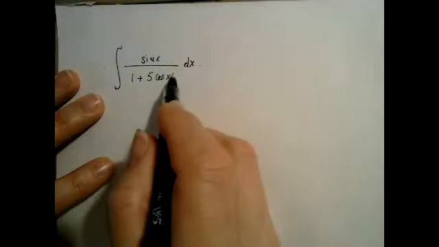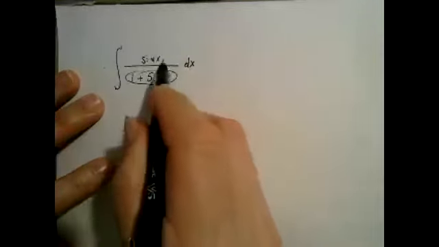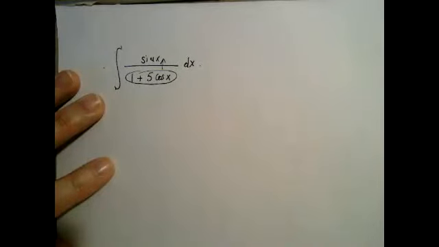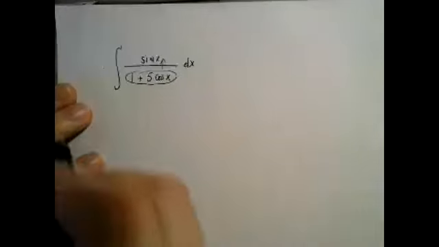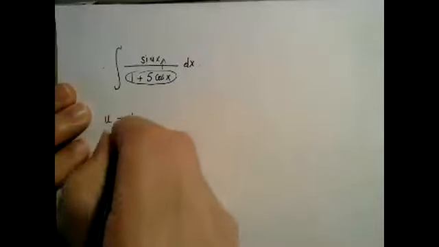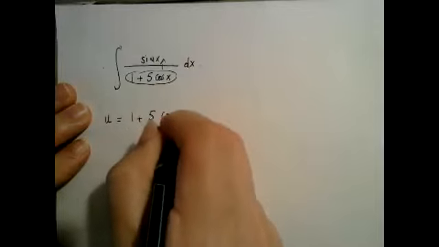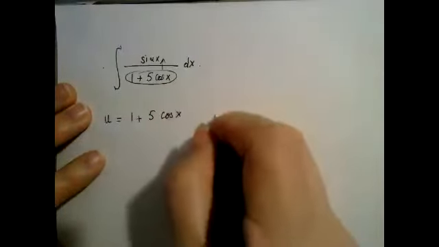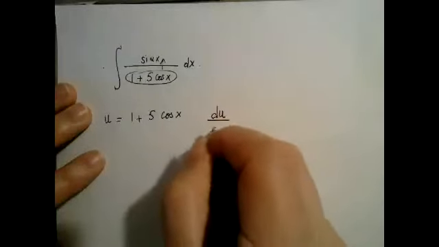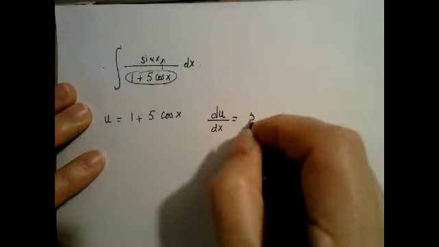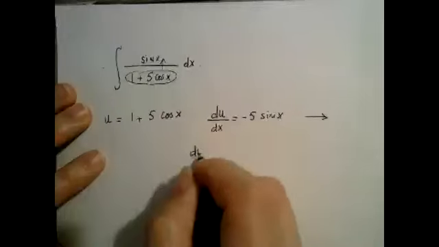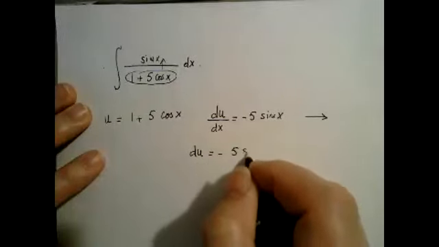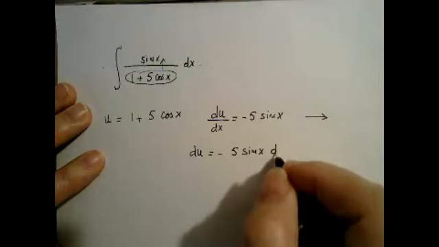So the derivative of this piece is almost right there, so it's going to be totally absorbed by the du. There is absolutely a connection in this problem. So we're going to put u to be 1 plus 5 cosine x. My du, dx, which means just the derivative, is minus 5 sine x. It means my du is minus 5 sine x dx.